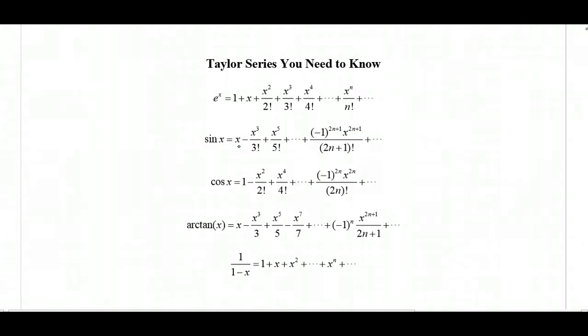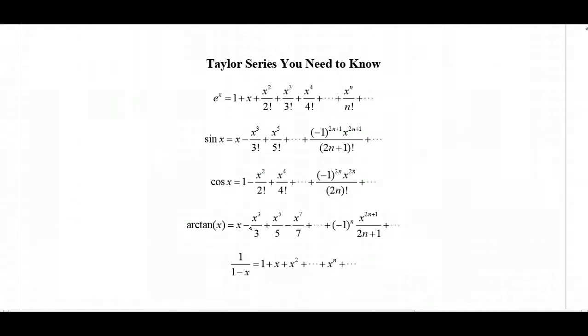So sine x is exactly x minus x cubed over 3 factorial plus x to the 5th over 5 factorial. The pattern is that they alternate, and for sine x, all the degrees have to be odd degrees over their respective factorials. For cosine, cosine is exactly 1 minus x squared over 2 factorial plus x to the 4th over 4 factorial and so on, where for cosine, each of the exponents have to be even.